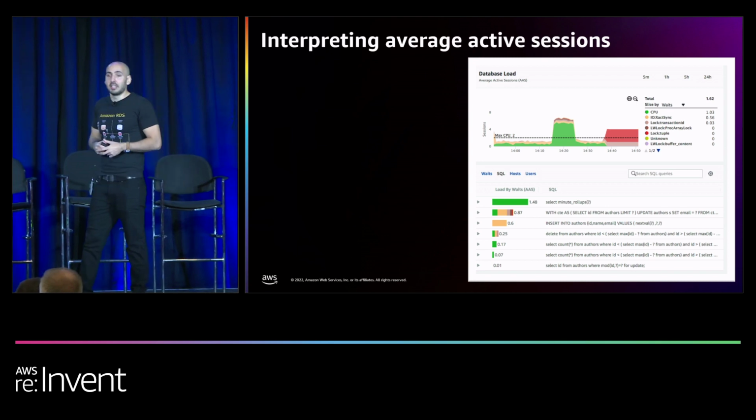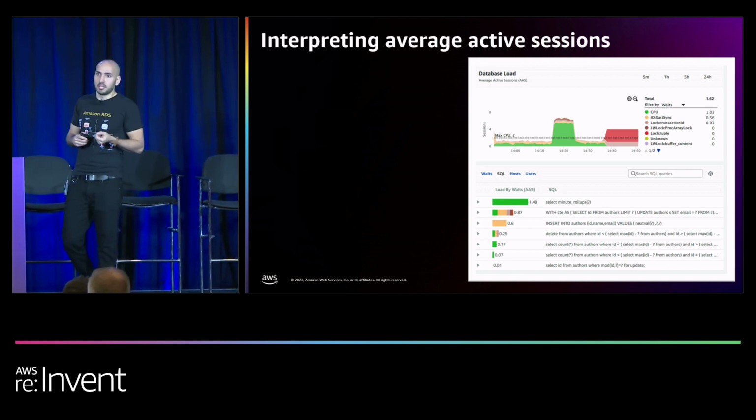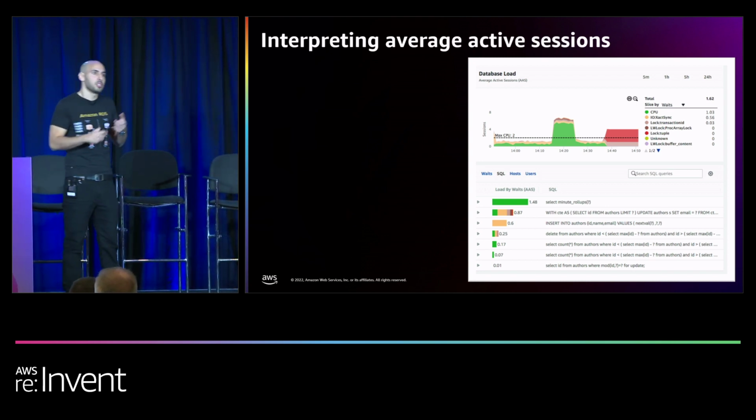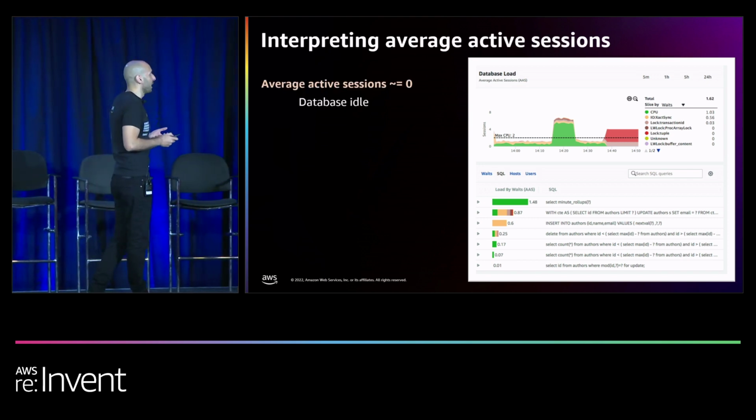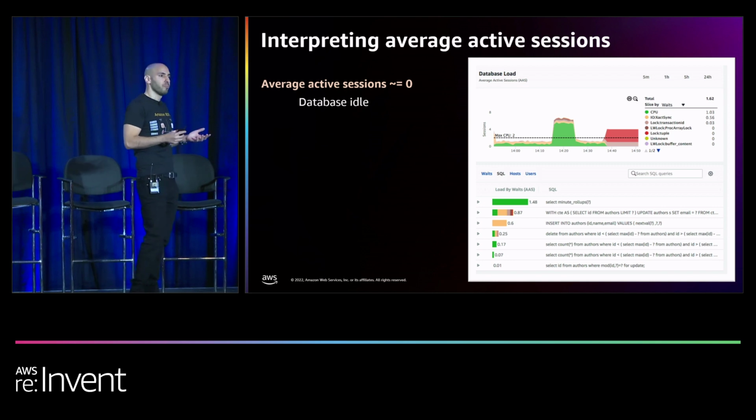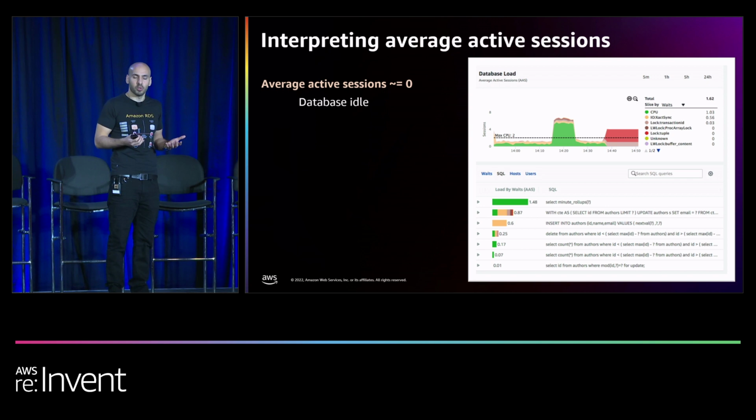Average active sessions is a key metric in Performance Insights. And I would like to share with you some guidelines or some ways to interpret average active sessions. So when average active sessions is 0, it essentially means that the database is idle. It's not serving any application workload.